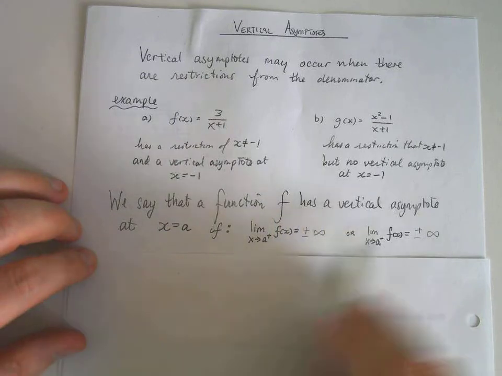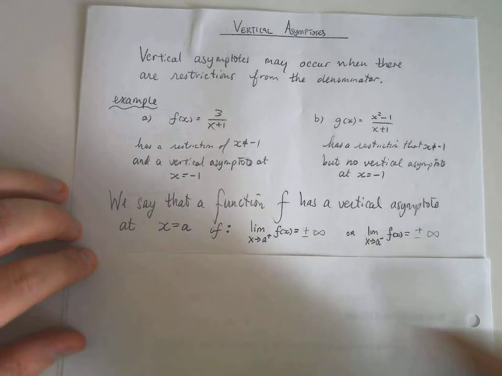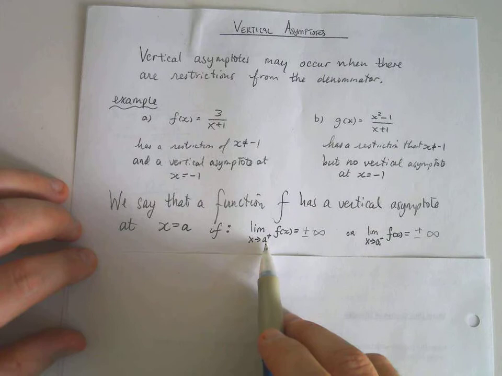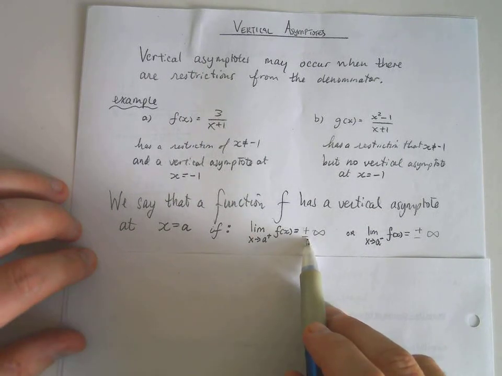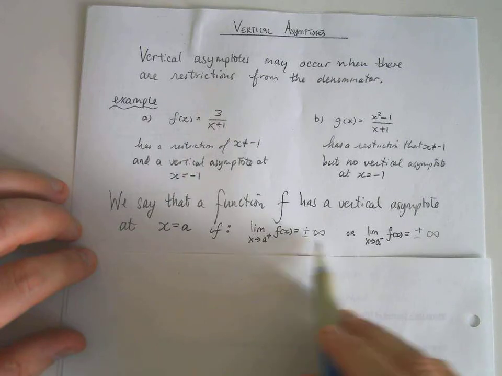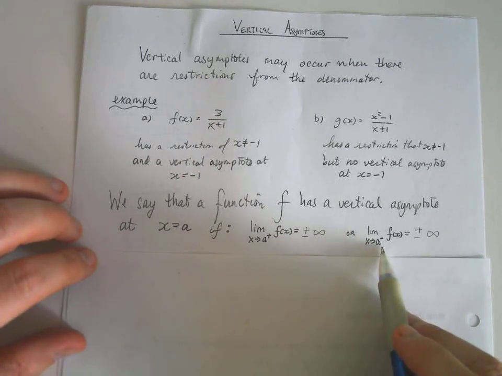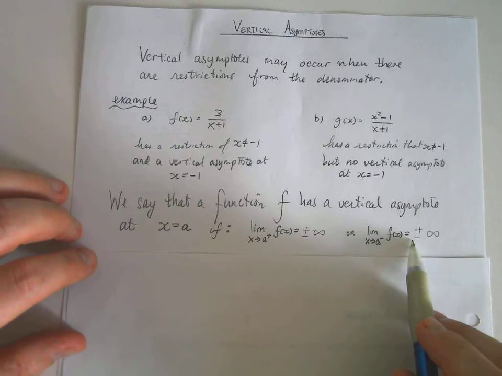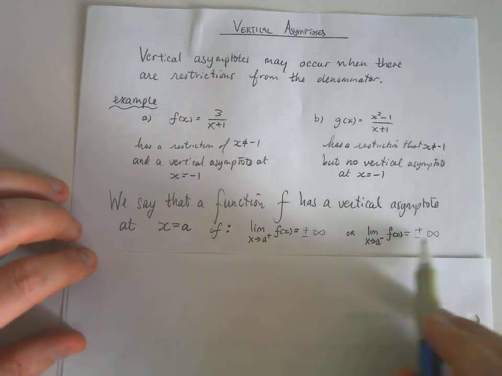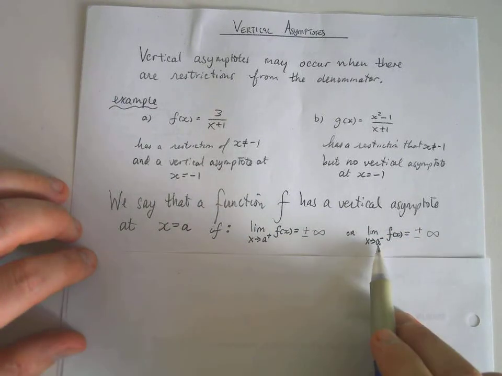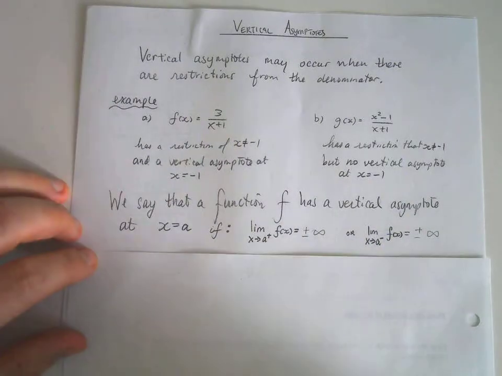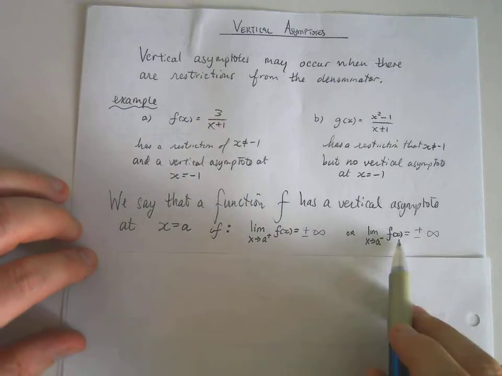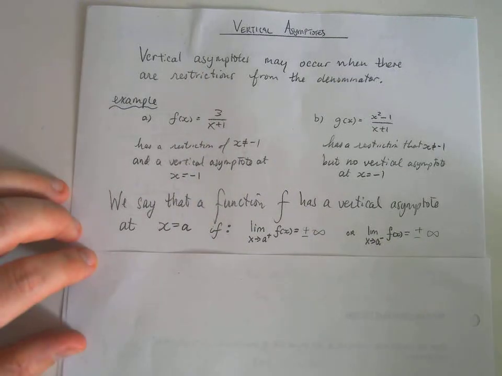A function f has a vertical asymptote at x being a if one of the two things applies. If, as we approach a from the right, it's either going to be tending towards positive or negative infinity, or as we approach a from the left, we're tending towards positive and negative infinity. What this is essentially saying is that at a, your function is either climbing up an asymptote or going down an asymptote. And it could do it on either side. It doesn't have to necessarily do it on both.